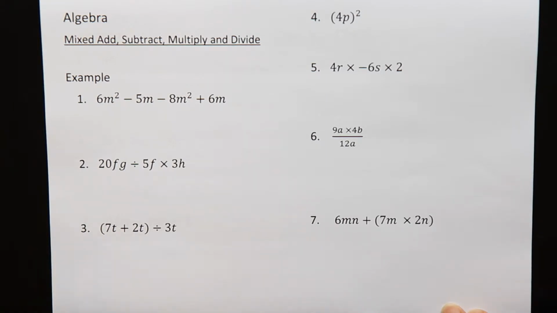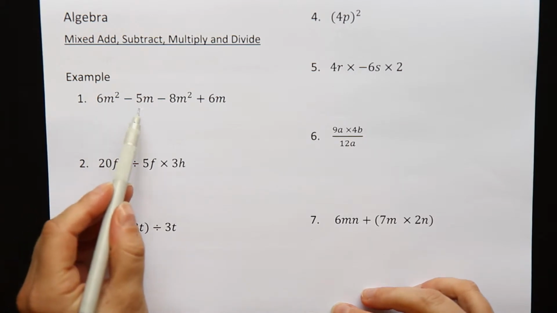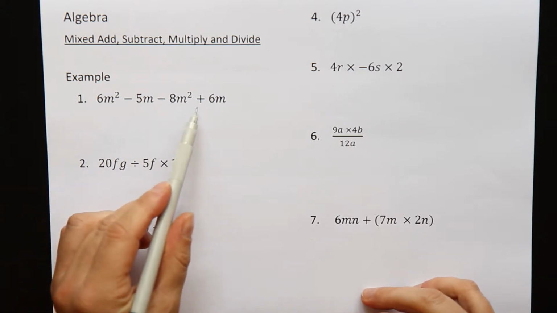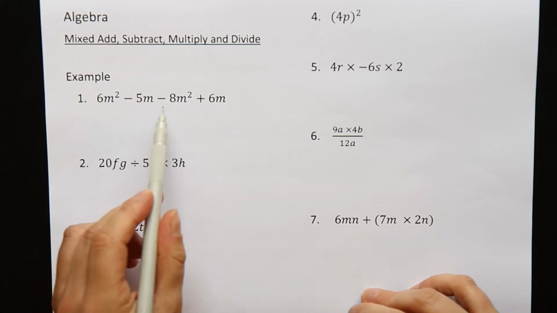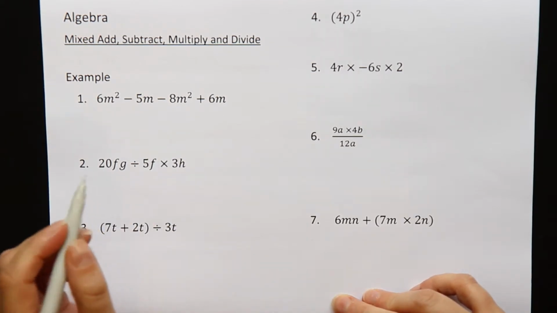Alright, so let's have a look at example number 1. We want to simplify all of these expressions here. So we have 6m squared minus 5m minus 8m squared plus 6m. So this is all adding and subtracting, so we're looking for like terms.